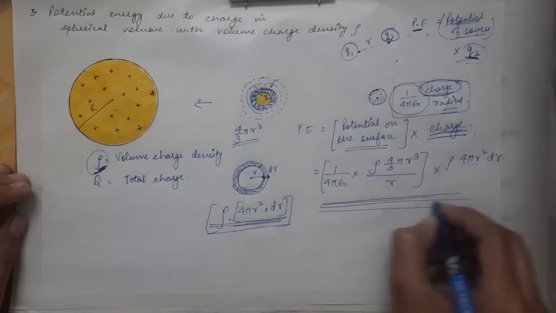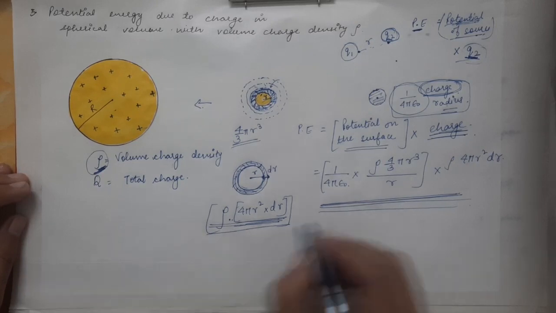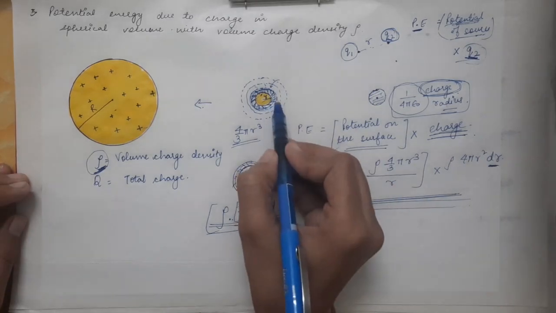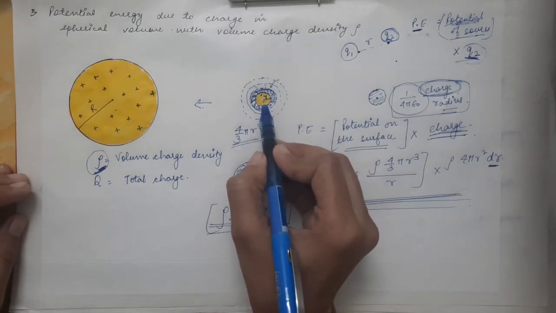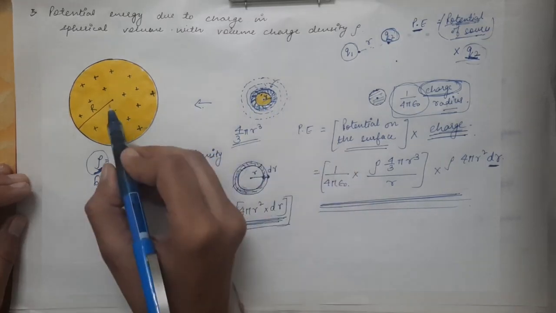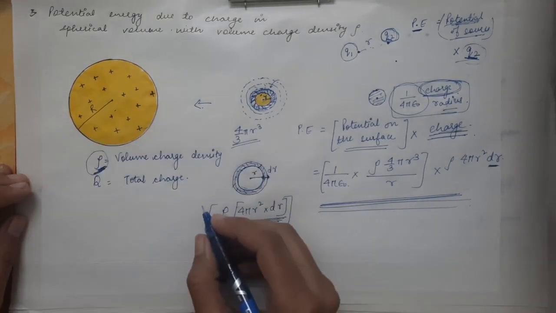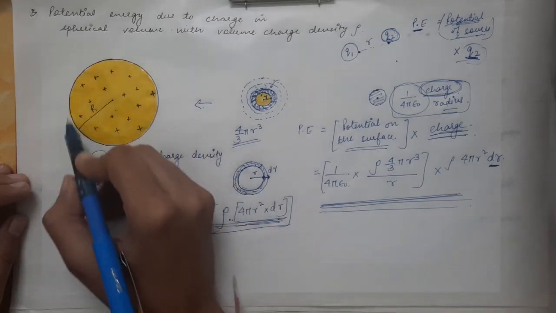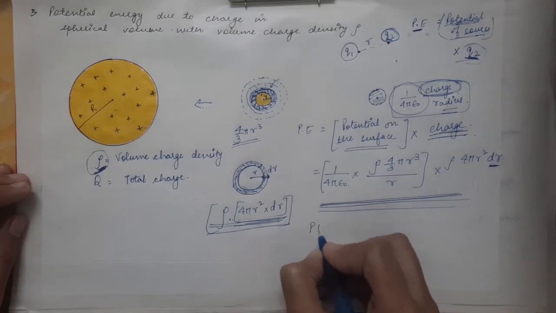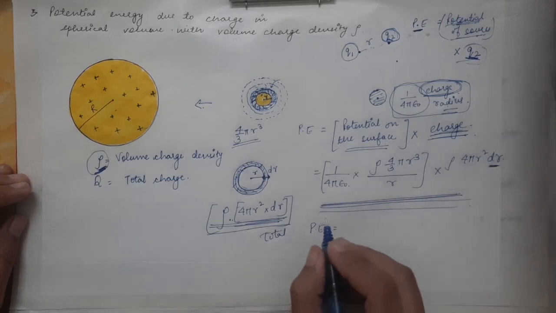We will do the integration of this expression, and over here you can see we have dr. So dr is the variable. Small r can take the minimum value equal to 0, and what is the maximum value of r? It is equal to capital R. So that will give us the total potential energy which is stored in this whole system. So total potential energy will be just equal to the integration of this whole expression.